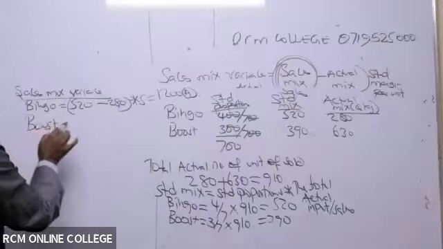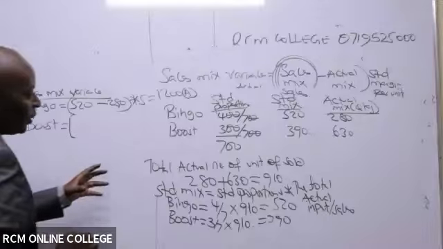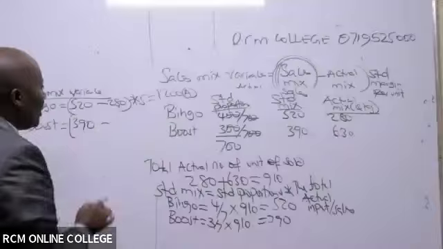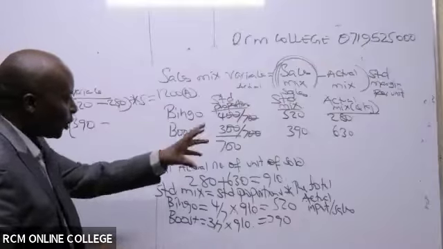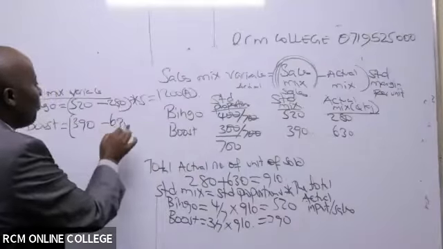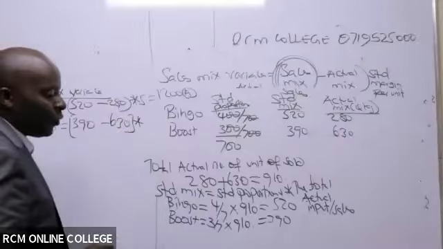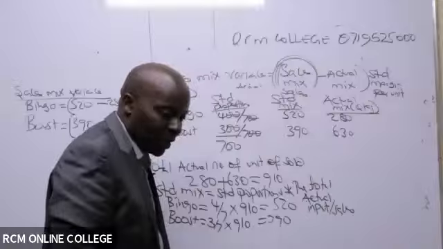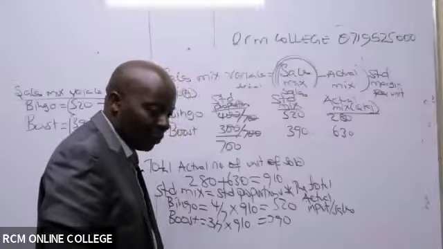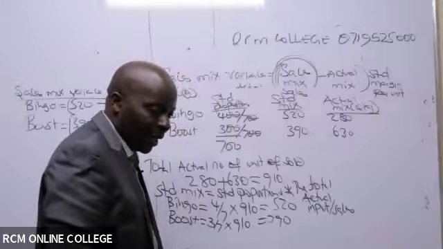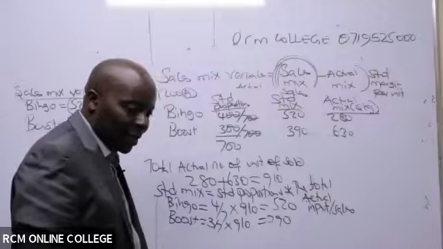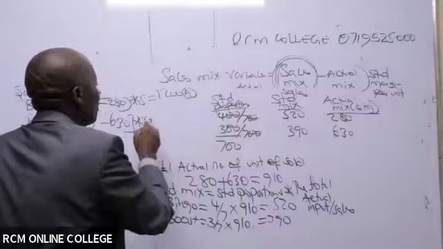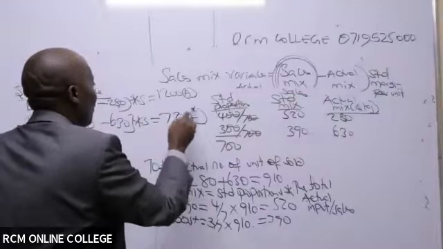We have boost. So boost in this case here, we have our standard mix there, which is 390 minus our actual mix, which is 630, multiplied by our standard profit per unit, which is what? Is there somebody who can remember the standard profit per unit? 3, and then a ninja there is telling me it's 720 favorable. So this is 720 favorable.